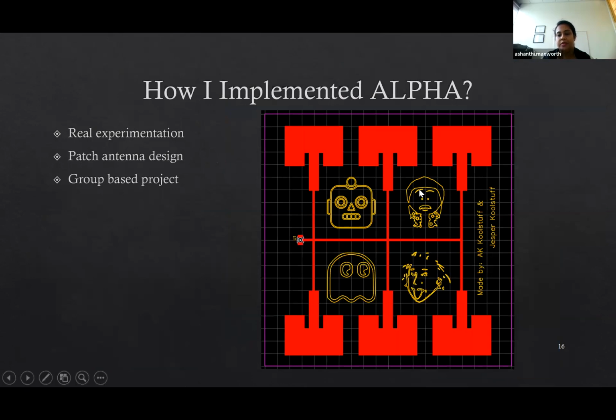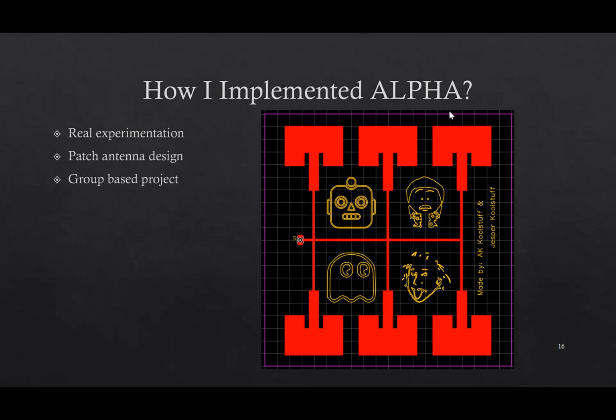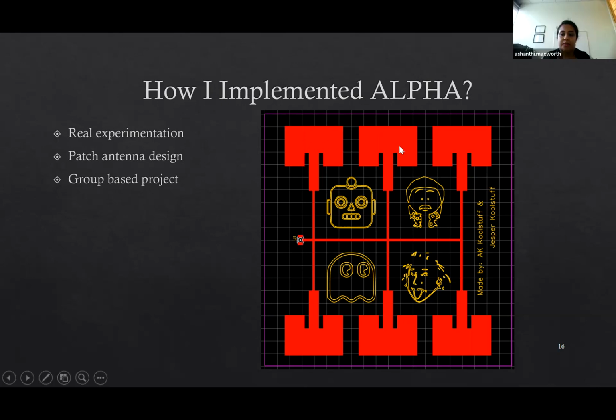These two students, Jesper and AK, put their names and their faces into their design. Patch antennas are pretty small, mostly used for biomedical applications nowadays, as well as quite a few other applications. Your cell phone has one, and all the small devices have patch antennas. All these are copper patches. That's why those are patch antennas.